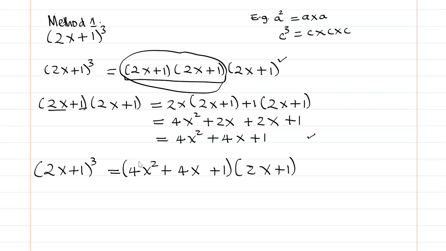Now again from here, every term in the first bracket, there are 3 terms in the first bracket. Each of these terms has to multiply each of the terms in the second bracket. Therefore 4x squared should multiply the bracket of 2x plus 1.